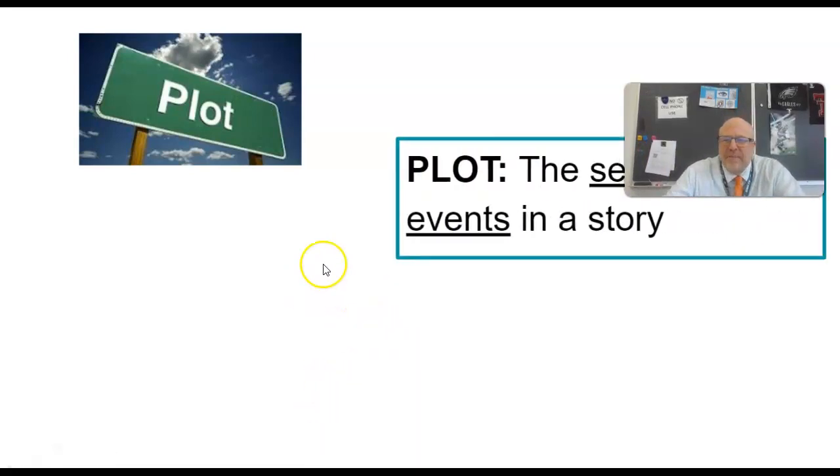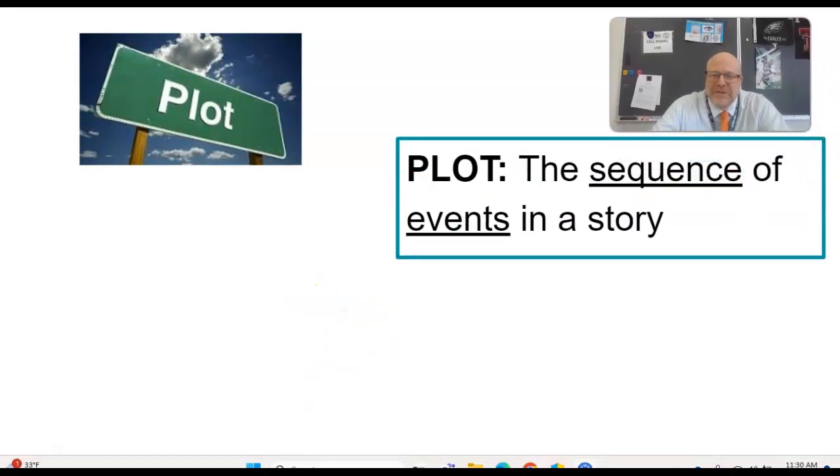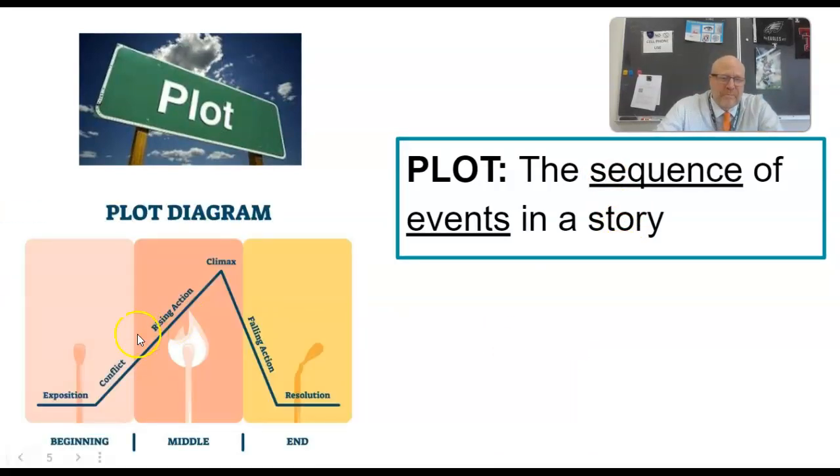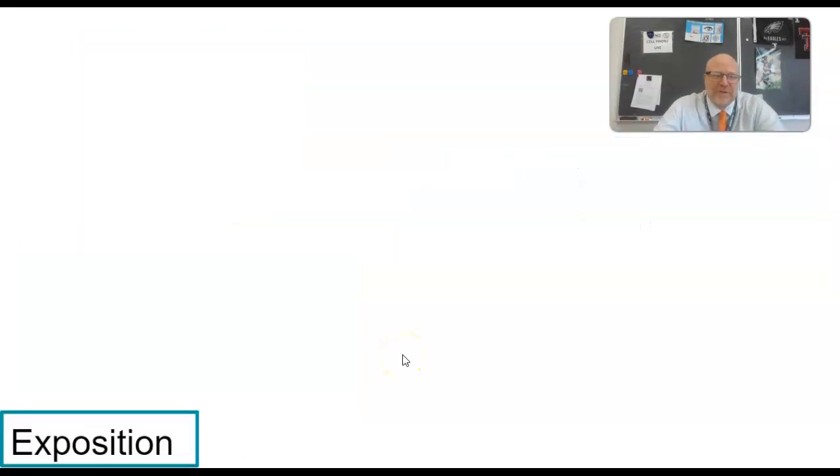Plot, very basic definition: the sequence of events in a story. I'm going to want you to fill in the blanks where we have them underlined throughout this video on your guided notes. So sequence of events you should be filling in. And really, if you look at it, the 5 parts we're going to break down in a minute: beginning, middle, end of the story, exposition, conflict, which really is going to be the inciting incident, rising action, climax, falling action, and the resolution.